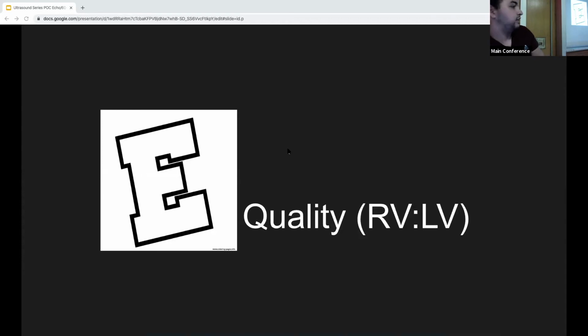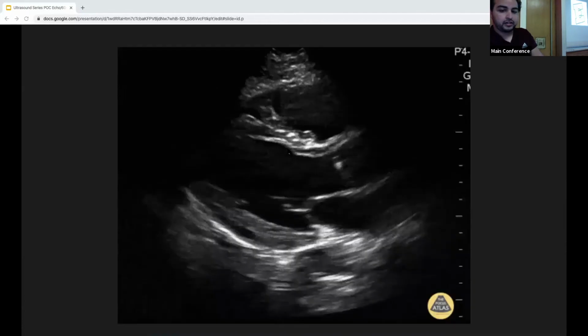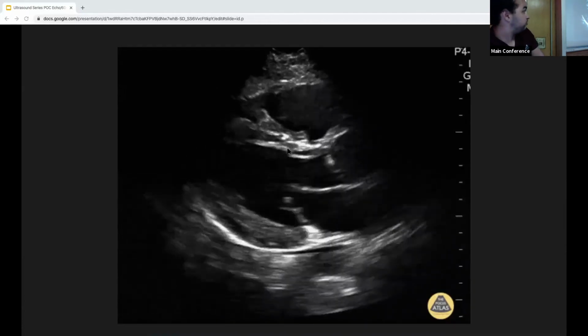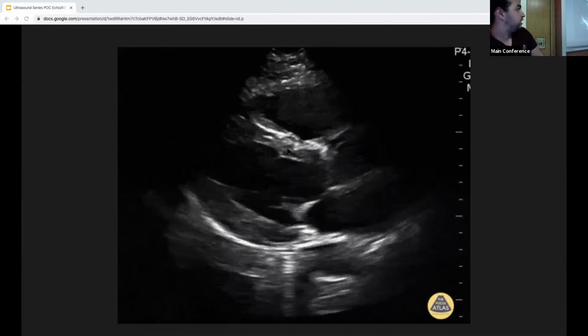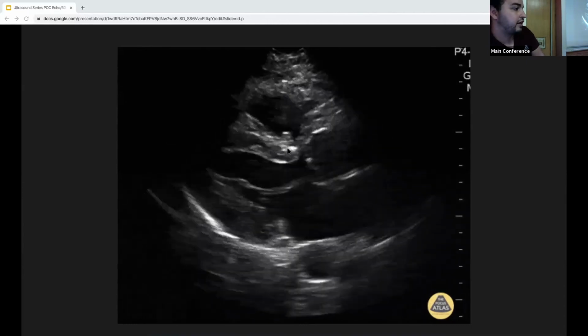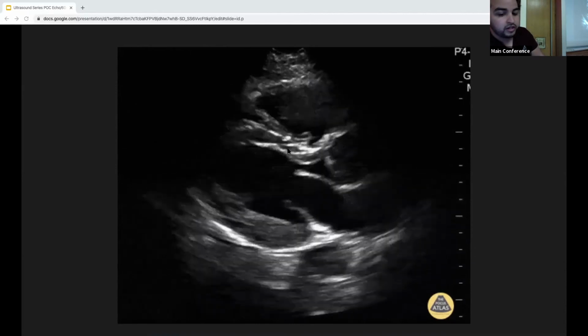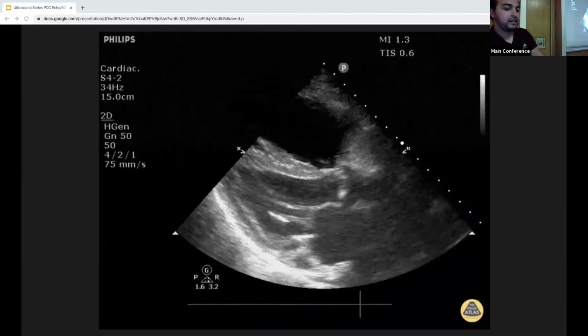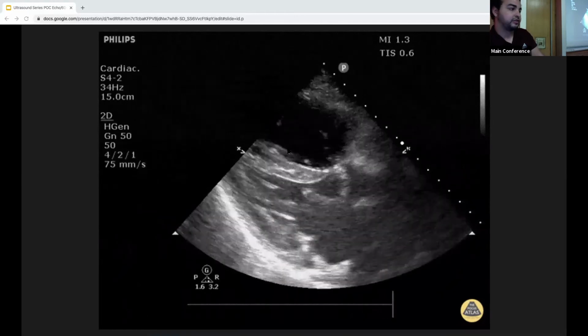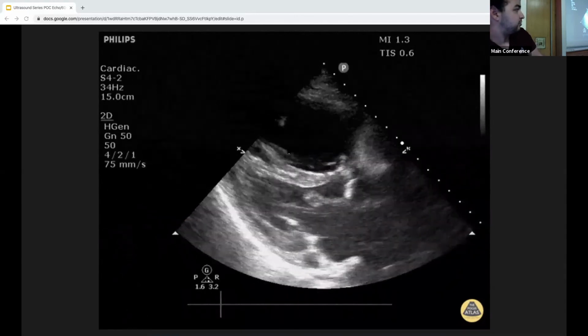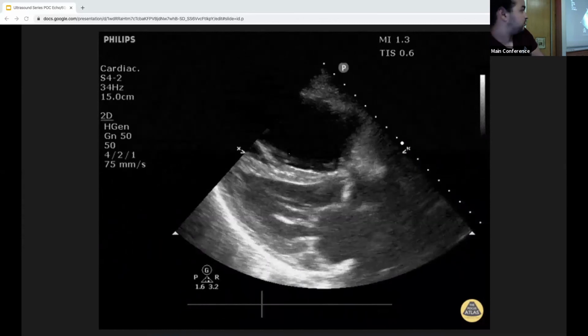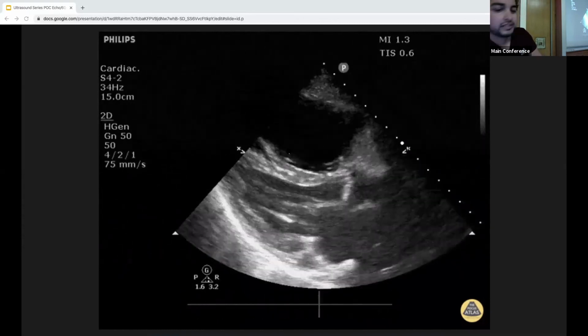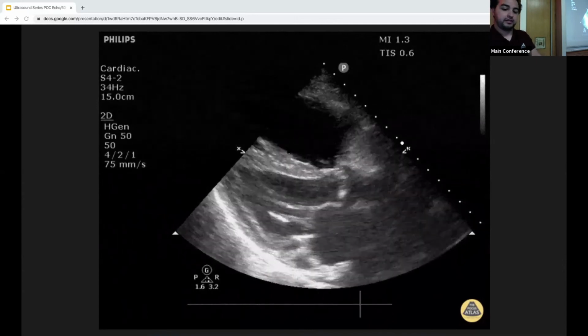All right, the next of the 5 E's of pathology is equality. How does your RV look compared to your LV, and how does it compare to your aortic outflow tract? Here is a normal parasternal long axis view. The ratio between your RV, aortic outflow tract, and LV should be 1 to 1. As you can see in this image, this is a sign of increased right-sided pressures. Your RV is dramatically bigger than your LV here, and you can barely see the outflow tract because the RV is big.